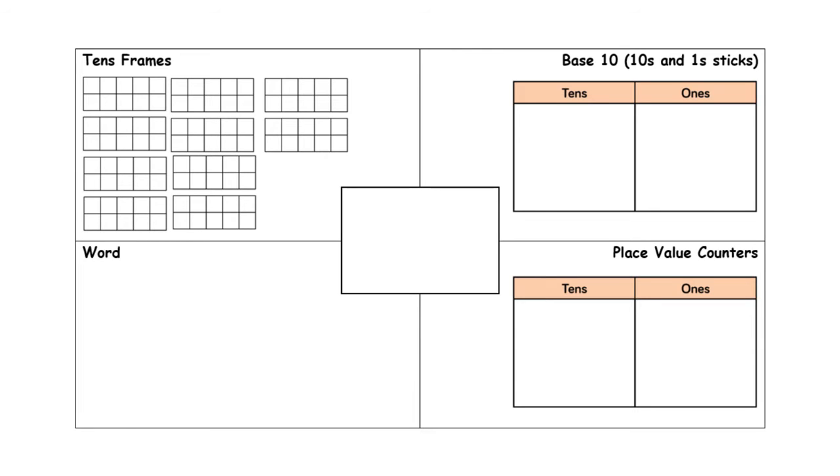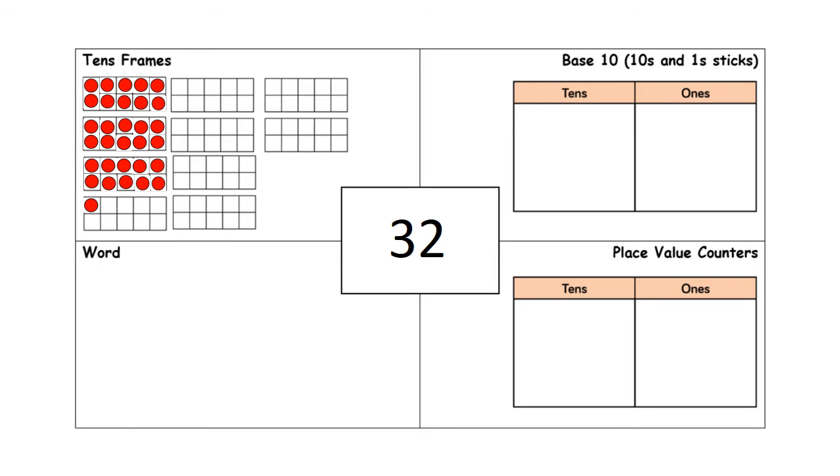So for example, if I've got the number 32, I can show that using the tens frames. Each tens frame contains 10, so that's 10, 20, 30, 2. I can also show this using base 10. We call them tens and one sticks, but their official name is base 10 or Dienes. Again, I can show 32 with my tens, 10, 20, 30. I've got 3 tens and 2 ones, which makes 32.